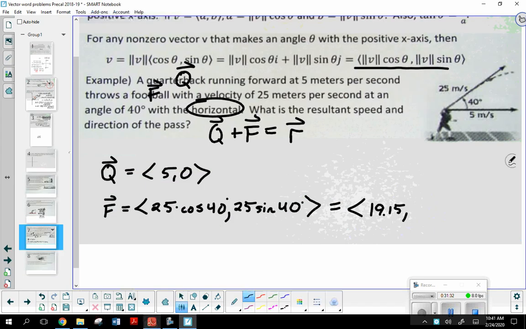Okay. And there we go. So now I have the component form for both the quarterback and the football. And we've already talked about if I add them together, that gives me the resultant. So the resultant vector: 5 plus 19.15, 24.15, comma, and then 0 plus 16.07. That's easy enough. Okay, so there is my resultant vector. Okay. Now remember, I haven't done it today. Could you solve this exact same problem graphically?